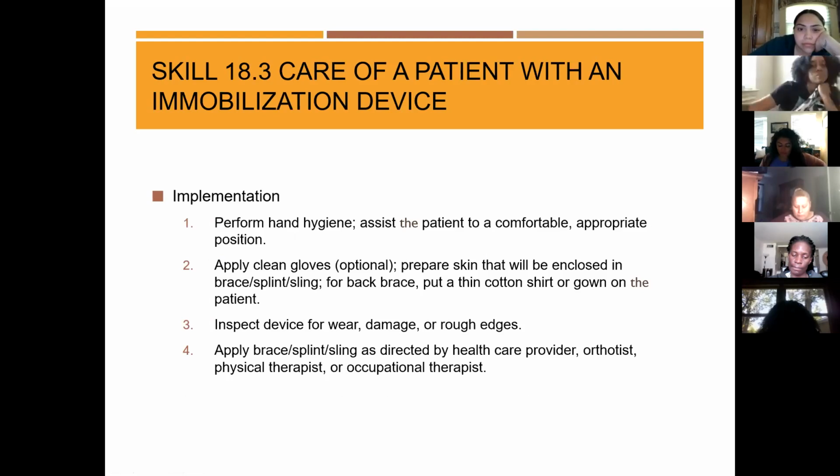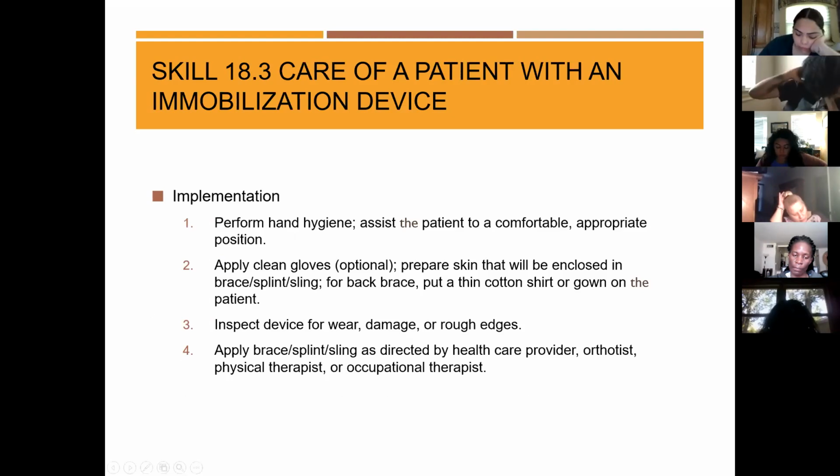Right? Let's see. All the regulars, if we're gonna put one of these devices on, we wanna make sure we're doing hand hygiene, checking your orders, checking the skin. I like how it says apply clean gloves, but it's optional. Just put on clean gloves. Just, you know, put them on. If it's a back brace, make sure you put a shirt onto the patient before the back brace, okay? Because we want to protect their skin.